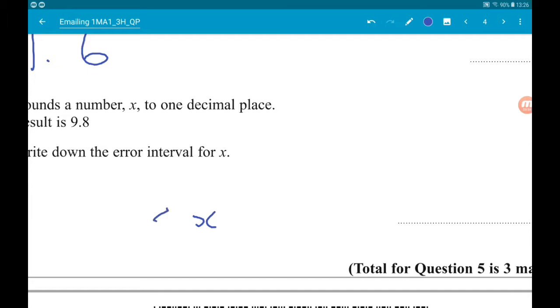Now, for the lower bound, we want the smallest number that would round up to 9.8. So that's 9.75. Now for the upper bound, you use a strict inequality, and you have the smallest number that wouldn't round down to 9.8. So that would be 9.85.